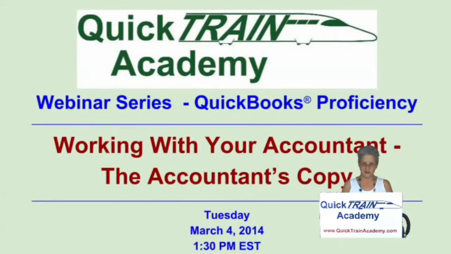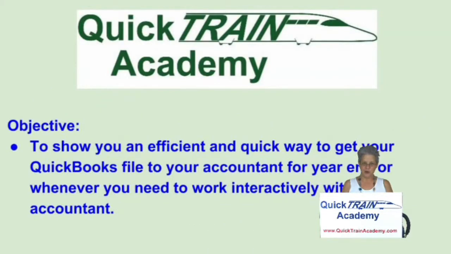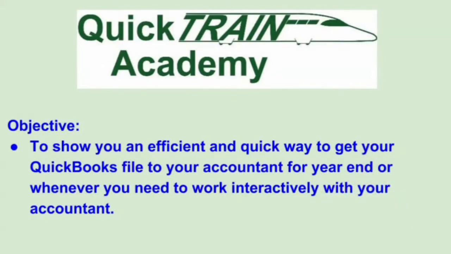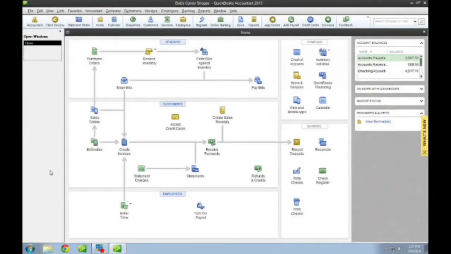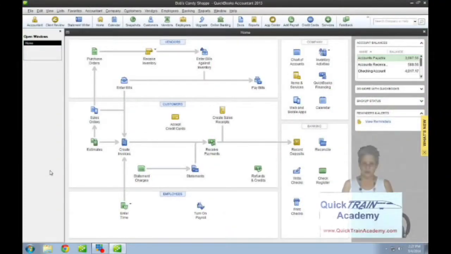Today we will discuss using the accountant's copy in QuickBooks. We will show the best method to work with your accountant using QuickBooks. You could use three different methods to get your QuickBooks file to your accountant. You could provide your accountant with a QuickBooks backup file. You could provide your accountant with a QuickBooks portable company file. But the best method to use is a QuickBooks provided accountant's copy.